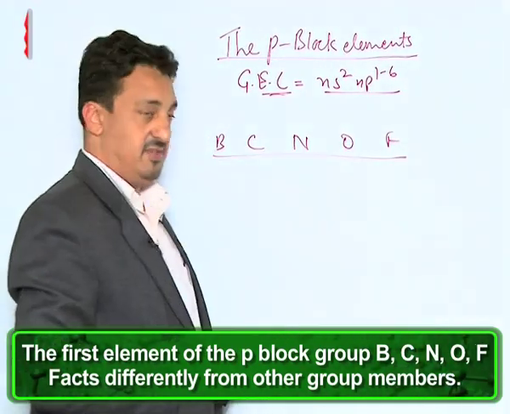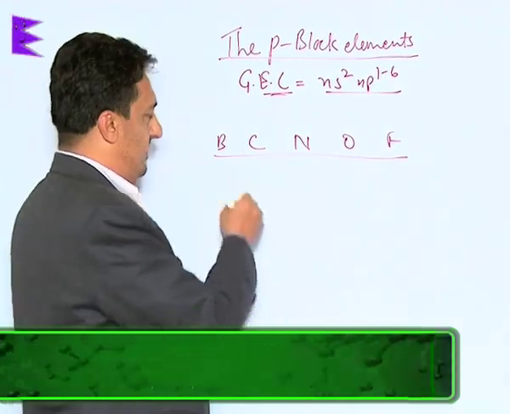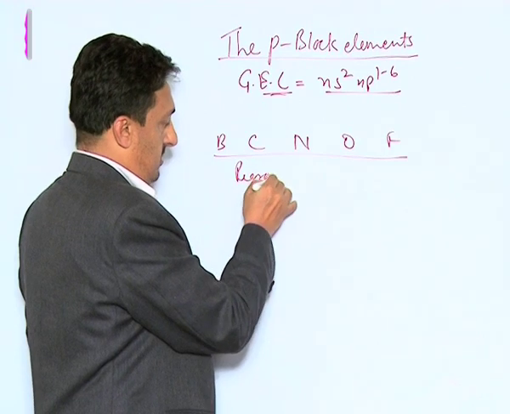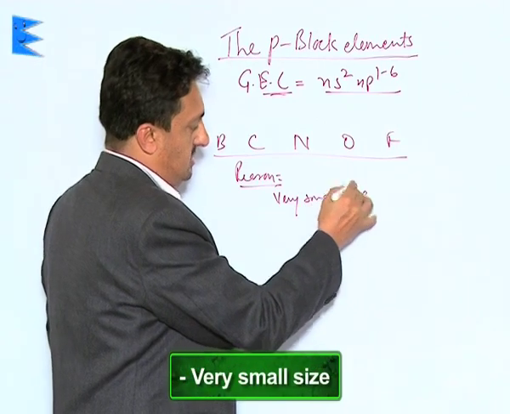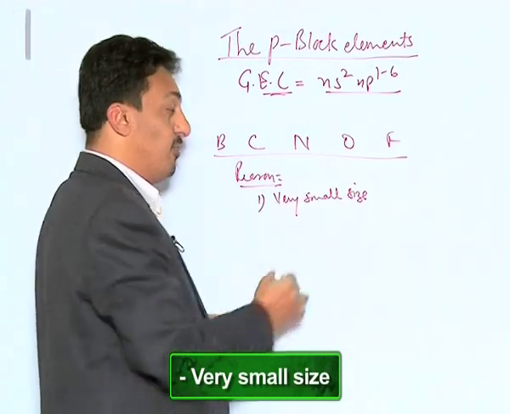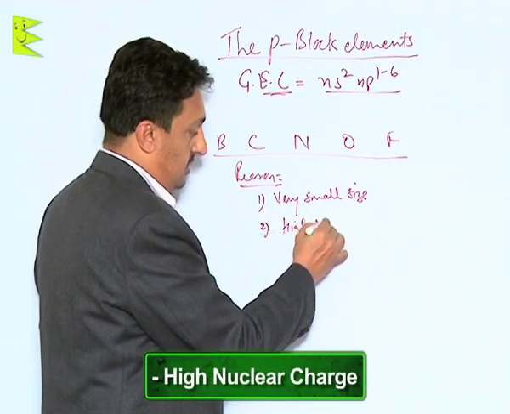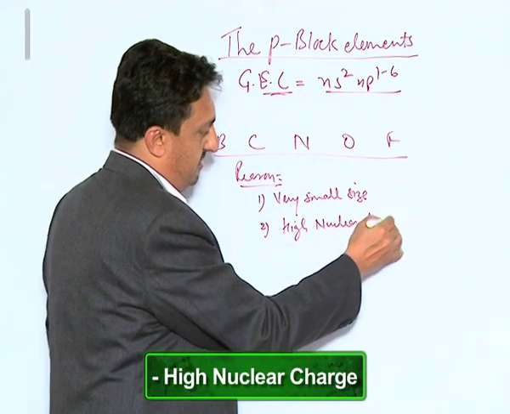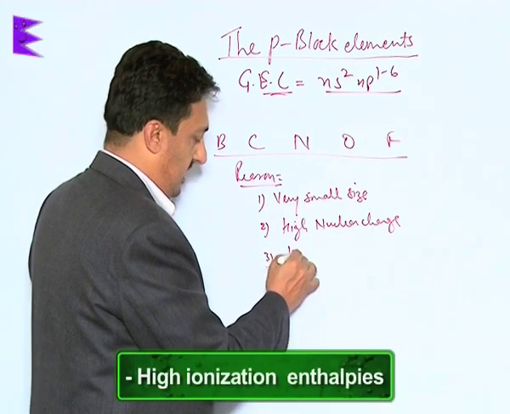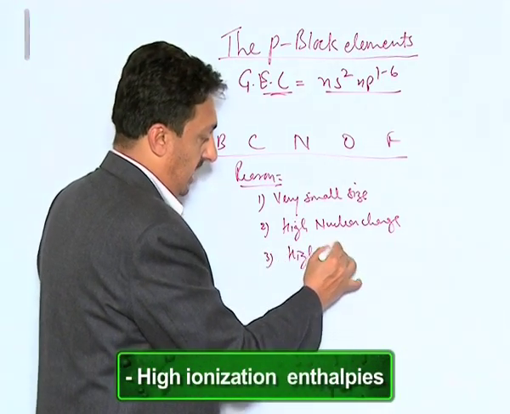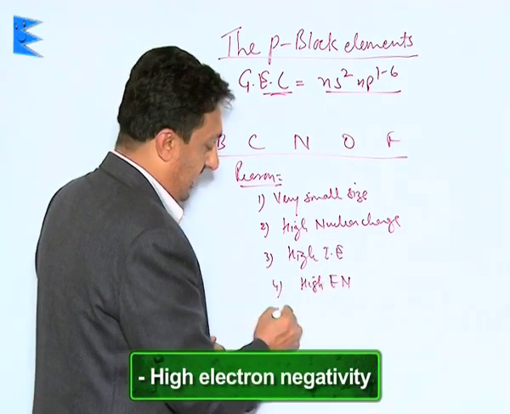Especially these 5, they behave very, very differently from the rest of the other group members. The reason is their very small size. The very small size is due to the poor screening of the 2p electrons, high nuclear charge, obviously because the charge density is very high. As a result, high ionization enthalpies, and as a result high electronegativity.